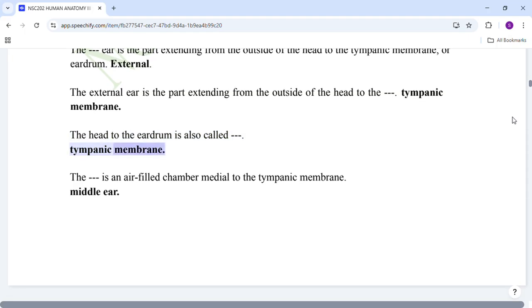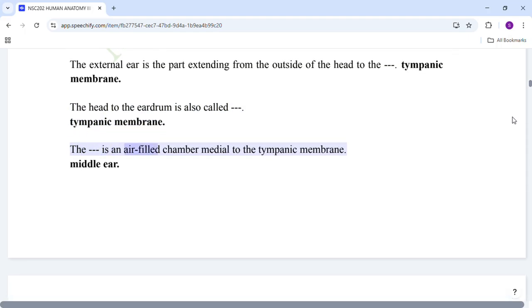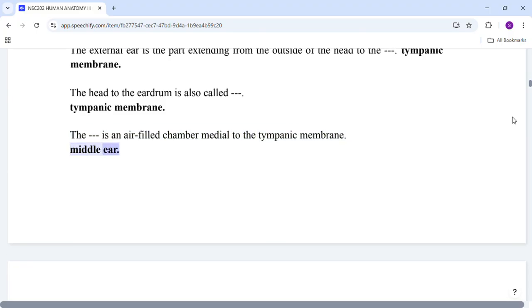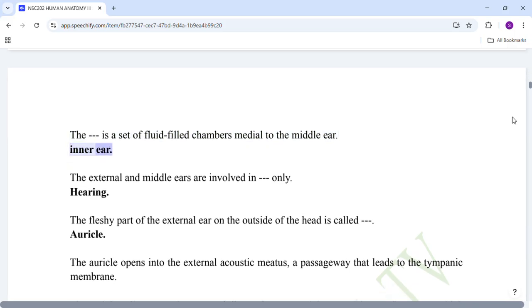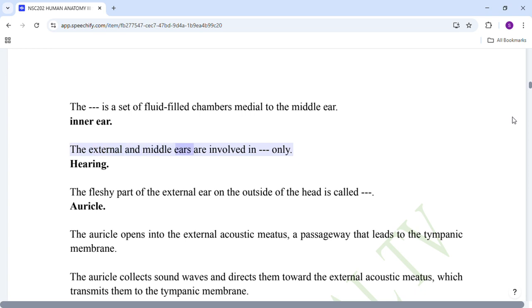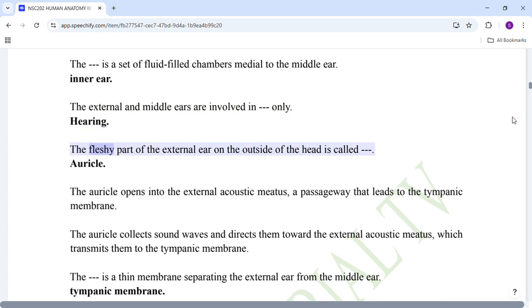The middle ear is an air-filled chamber medial to the tympanic membrane. The inner ear is a set of fluid-filled chambers medial to the middle ear. The external and middle ears are involved in hearing only.